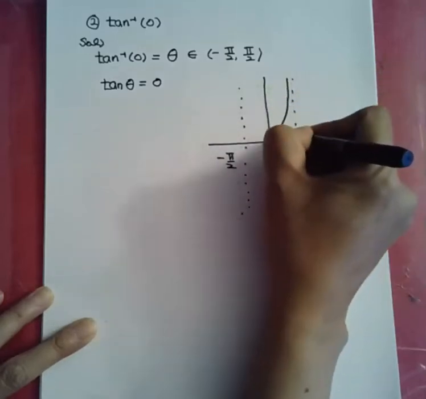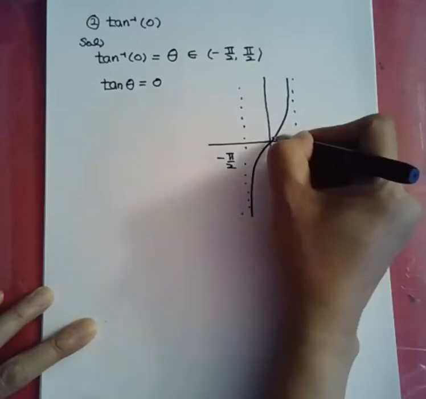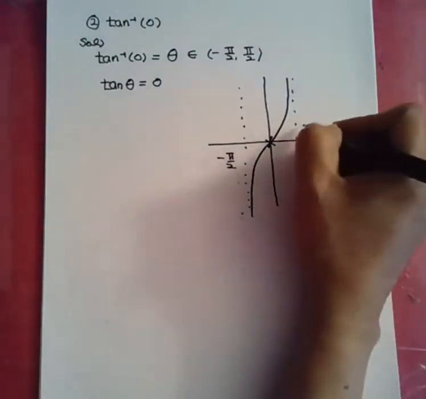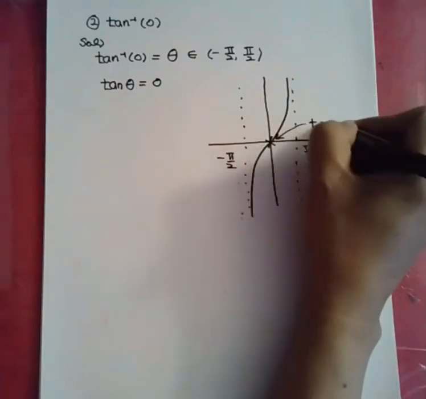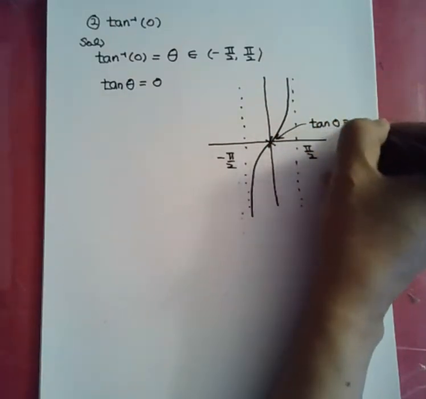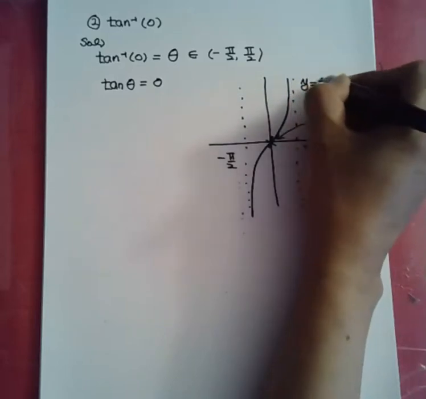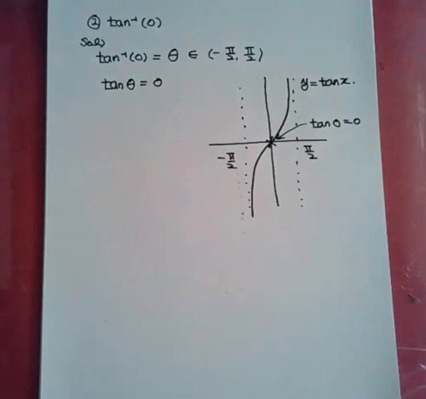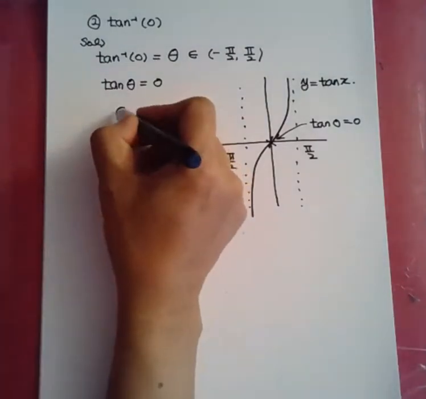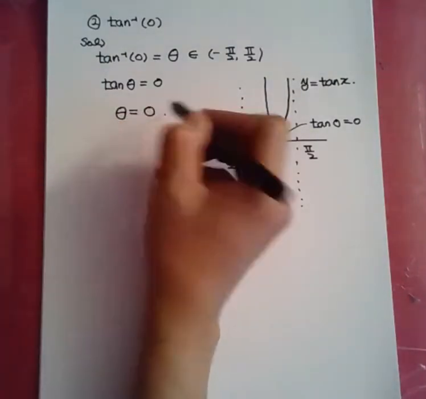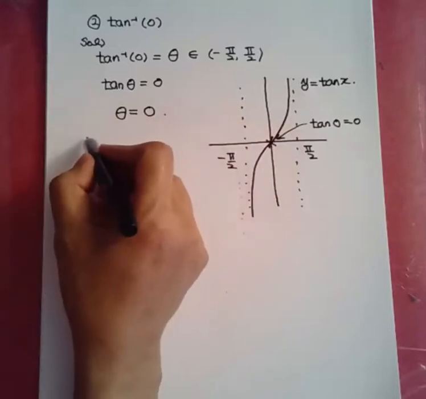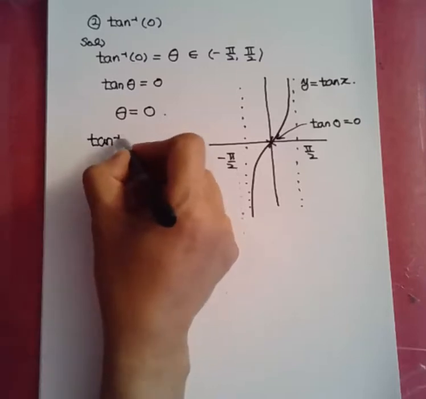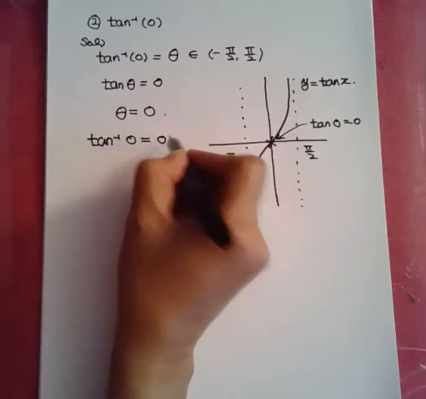This is the graph of tangent that passes through the origin, which means tangent of 0 equals 0. So we can conclude that the angle theta equals 0. And so tangent inverse of 0 equals 0.